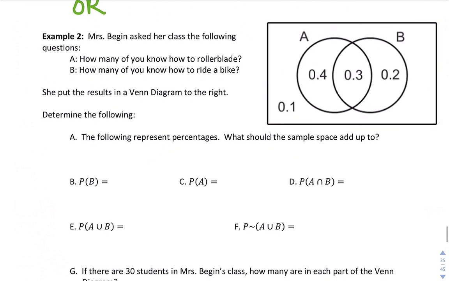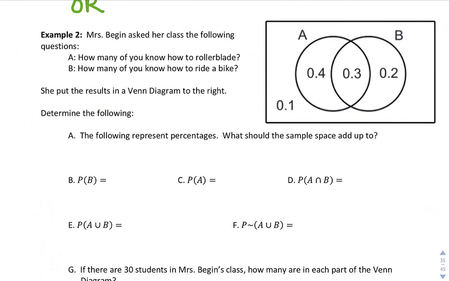Okay, so let's take a look at using probabilities in Venn diagrams. Reviewing from yesterday, then we'll review complements. So Mrs. Bajan asked her class the following questions. How many of you know how to rollerblade? And how many of you know how to ride a bike? She put the results in a Venn diagram to the right to determine the following.